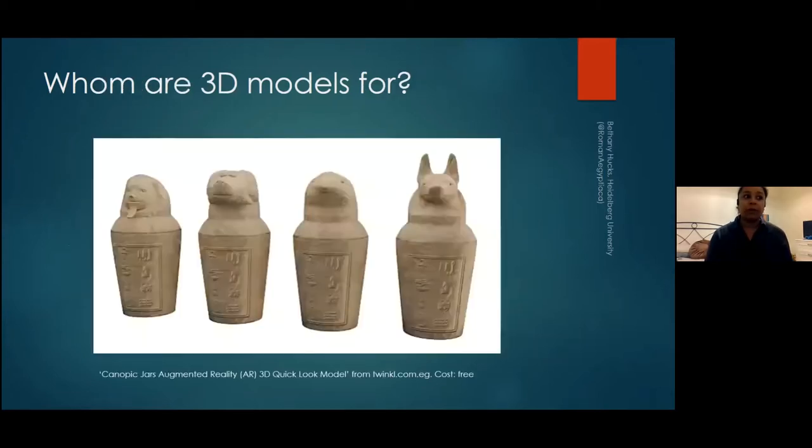Whom are 3D models for? The short answer is everyone. The long answer is they are useful for students of all ages, people who can't access collections due to distance, especially in Canada and North America in general. Museums may be much further from students than in other places in the world. Due to money issues or disability, if you can't physically access a space, and especially if you're, say, a wheelchair user who can't raise your eye to the level that is expected in many museums, you're left out of viewing these objects.